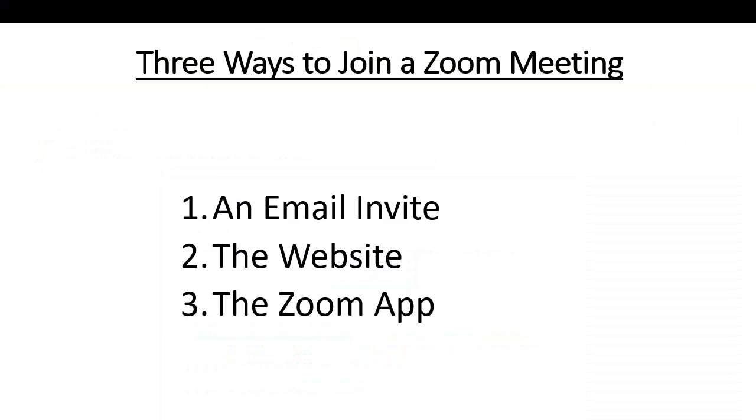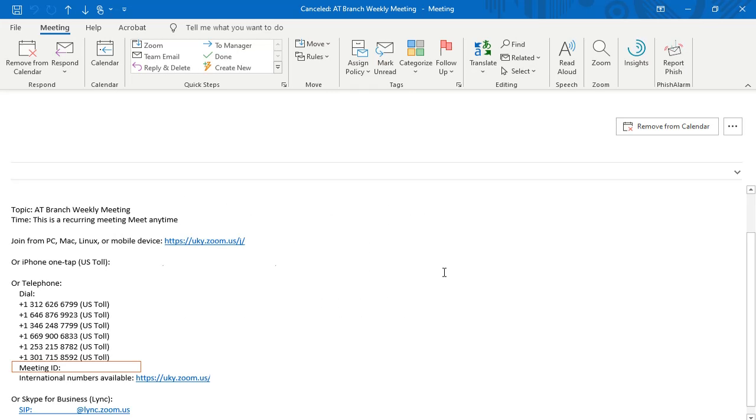There are 3 ways to join a Zoom meeting: an email invite, the website, or through the Zoom app. My preference is for the Zoom app, but for here, we're going to go through all 3. First one we're going to look into is an email invite. Here's an example of what that meeting invite will look like. It has the topic of the meeting, it has the time of the meeting, it has a direct link to the meeting where you can click on and it will send you directly to it.